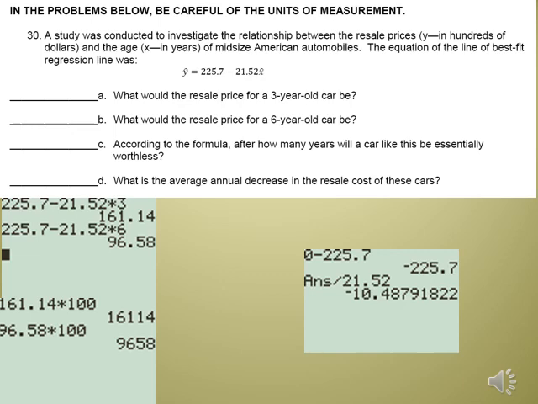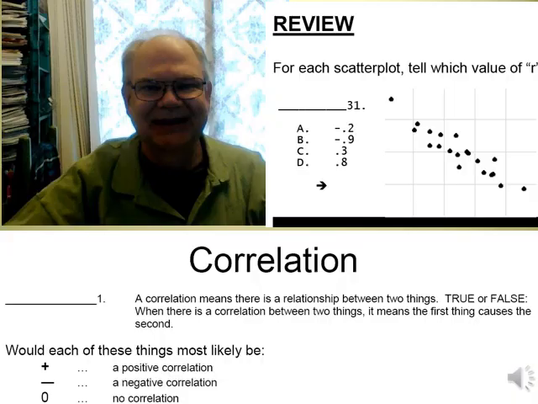It's the number that's by x. What the equation is telling us is that this car initially cost $22,570, and each year it goes down by an average of $2,152. So again, the slope is how much it changes per year. The y-intercept is what the initial value of it was. So we covered a lot of ground there, but hopefully that does go through most of what you want to know about correlation.